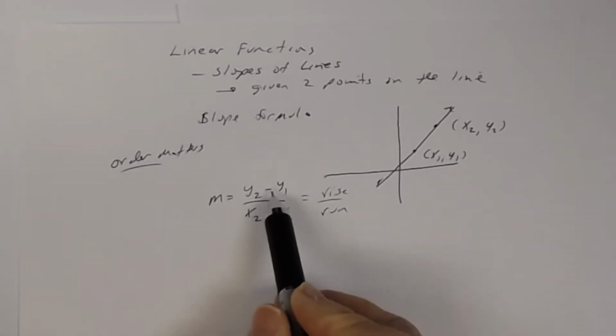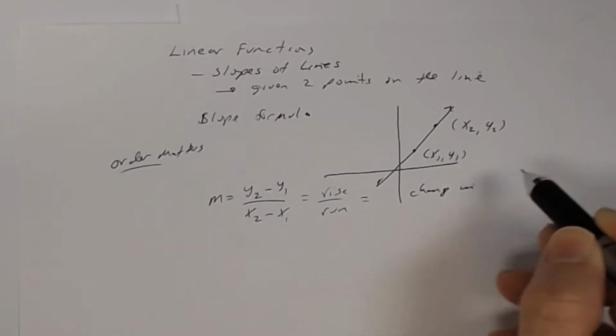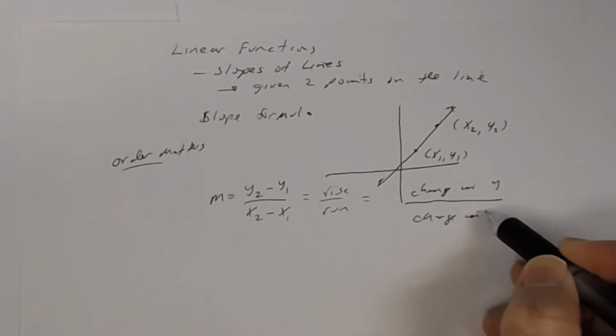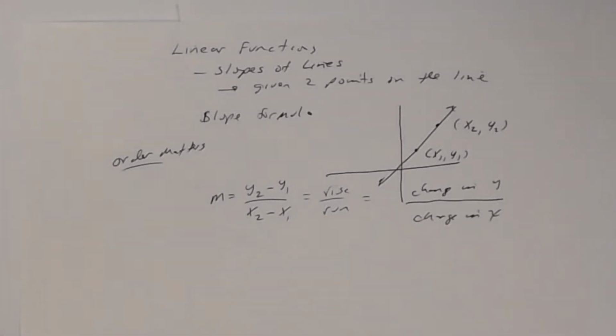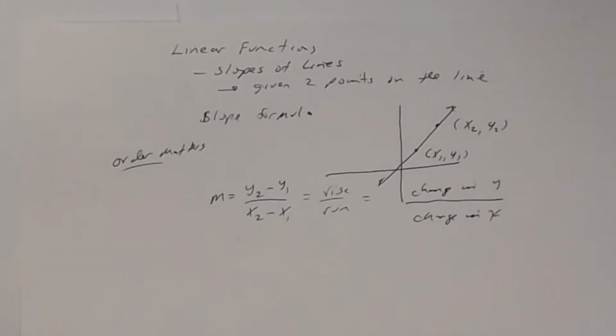You can also consider this as rise over run. So the change in y coordinates, change in y, divided by the change in x. All right. So remember, change in y, change in x. That's the idea of that difference. So notice I'm subtracting the y coordinates from each other and subtracting the x coordinates from each other. Okay, so that's the slope formula.